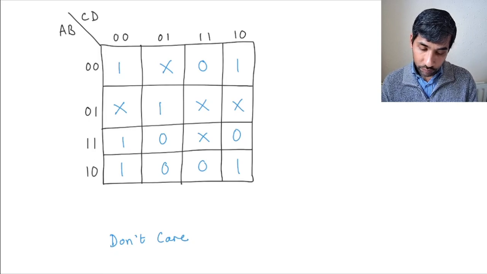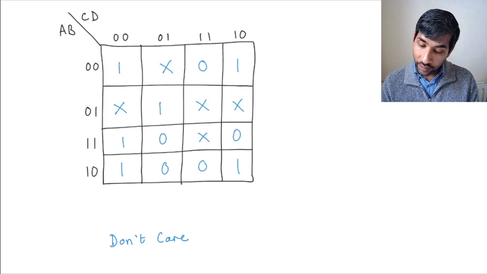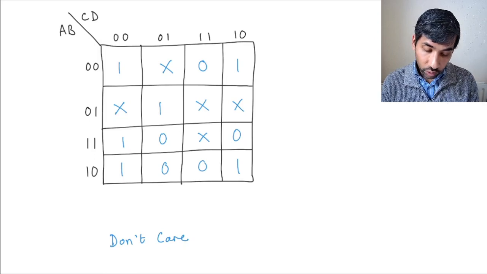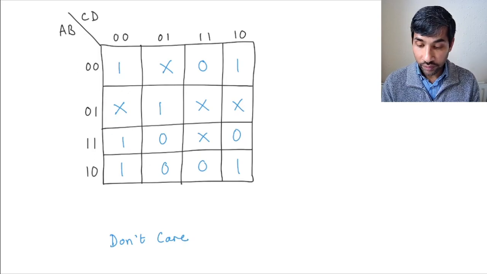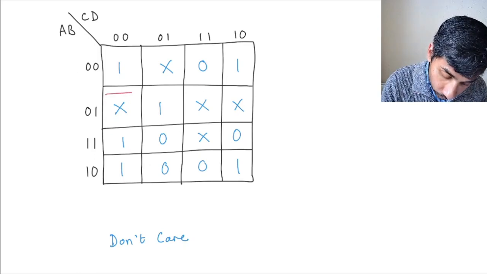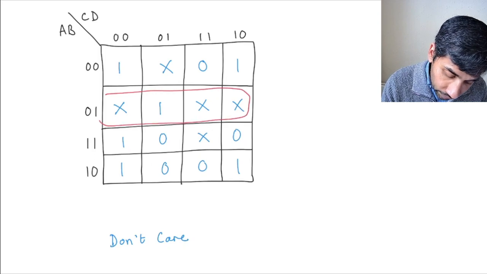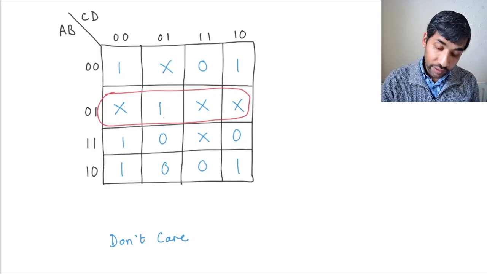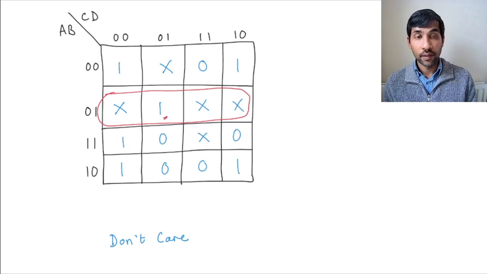So for example, I want to cover all the ones, right? Now, can I group this particular one with any other one on the table? I can't. So what I can do is take this X to be 1, this to be 1, this to be 1, and then I can group all these X's into one group, right? So I can make a group like this. And then I'll get a much more simplified equation than if I had written the minterm for only this one. Okay.